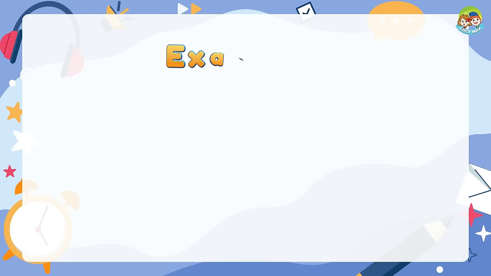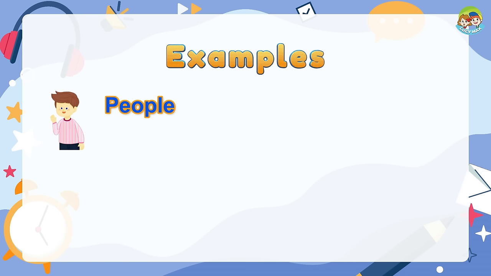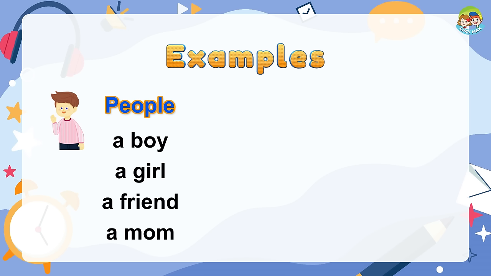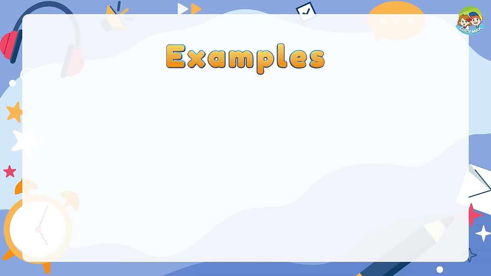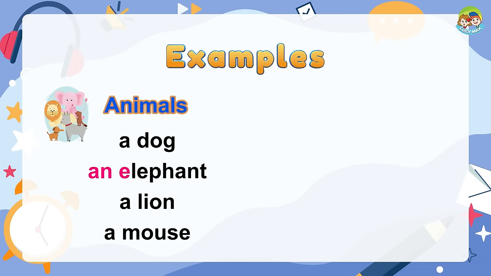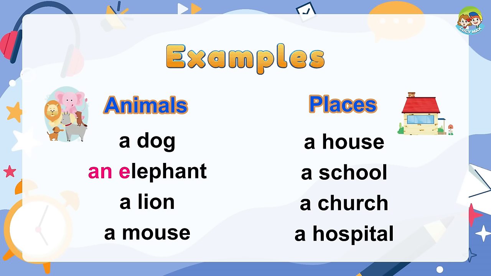Examples. Let's look at some examples of nouns. Under people, we have a boy, a girl, a friend, a mom. Under things, we have an apple, a book, an eraser, an umbrella. Under animals, a dog, an elephant, a lion, a mouse. And under places, a house, a school, a church, a hospital.